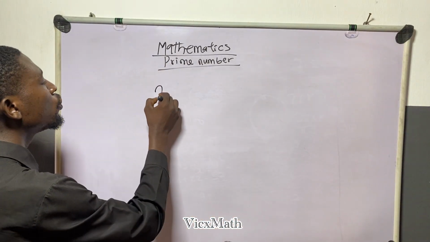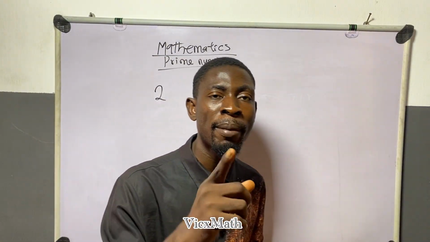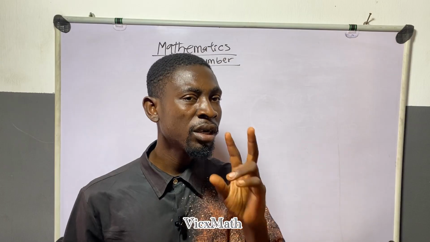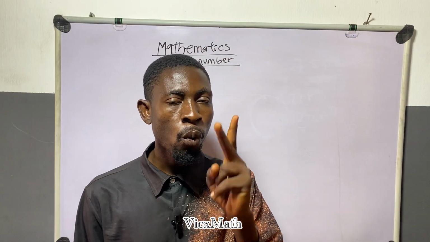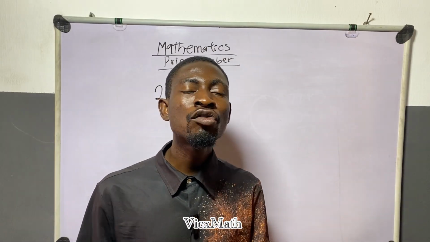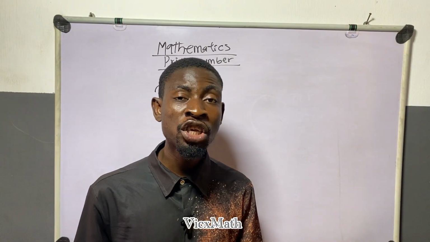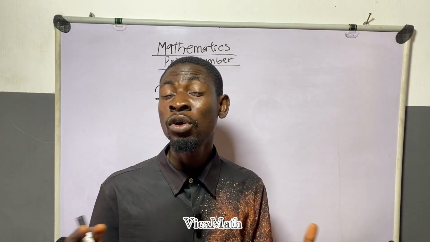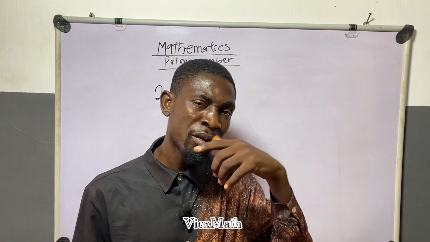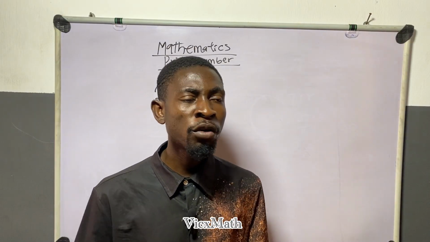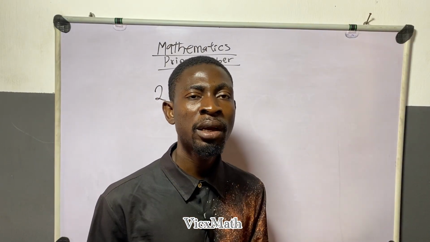Example, 2 is actually the only even number that is a prime number. Remember, it must have two factors, 1 and itself. That means no other number can divide it. Every number, 1 can divide it, both fractions, even decimals, because 1 dividing a number will give you that same number. You get what I'm saying?